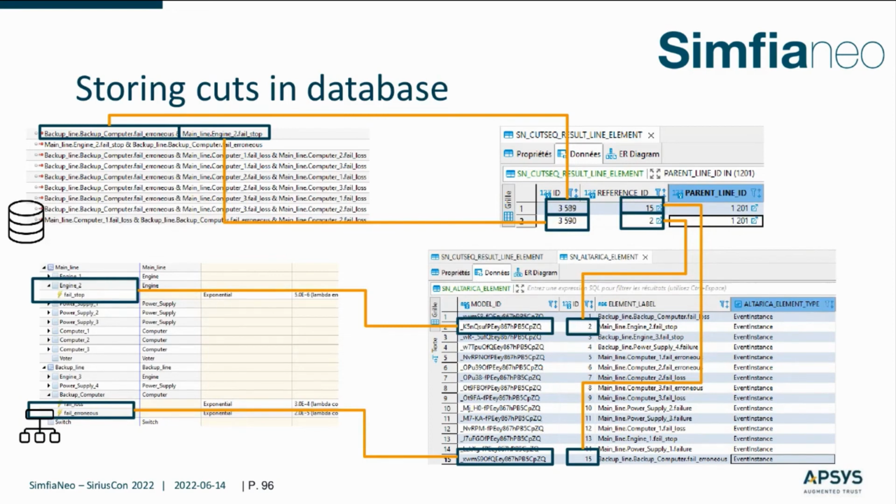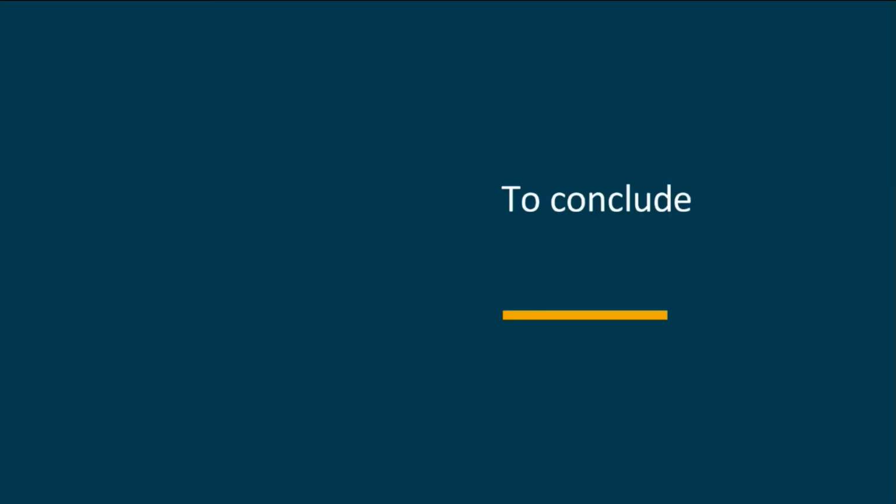So here we have the full path from events in one cut to events in the model, so we can retrieve the law of the events. So with this mechanism, SimfiaNeo is highly reactive despite the millions of cuts.